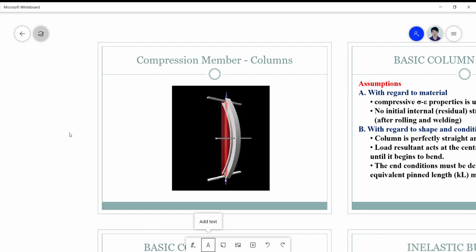Hello guys, today we will be discussing another topic in steel design, which is the behavior of compression members, or generally known as columns.